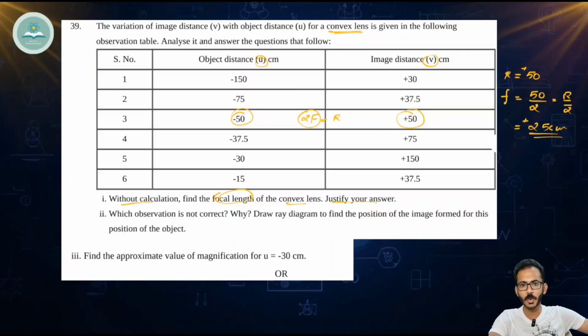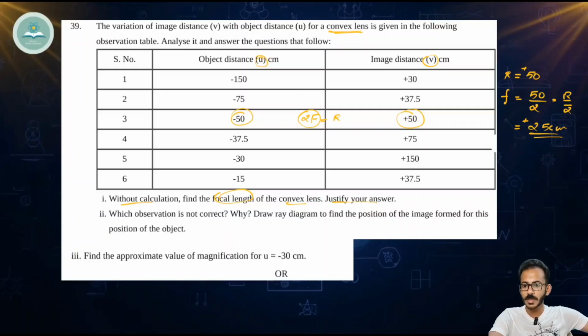Without calculation, we already did this in the beginning, but still we are just showing it through the calculation. The reason is the object distance and image distance will be equal when the object is kept at the center of curvature, or when the object is kept at 2f. So the focal length will be half of 2f. That's how we are getting this answer.